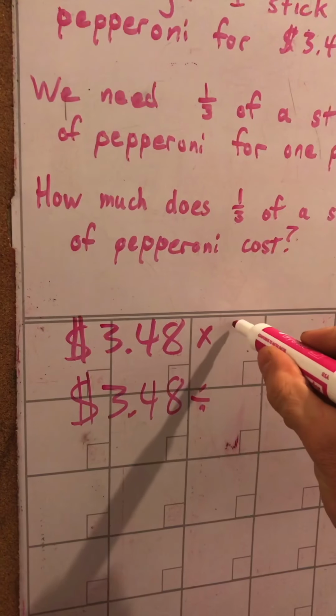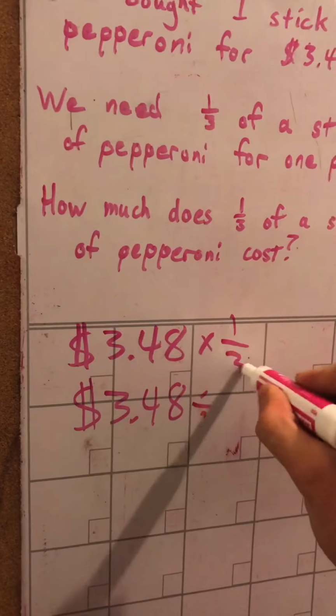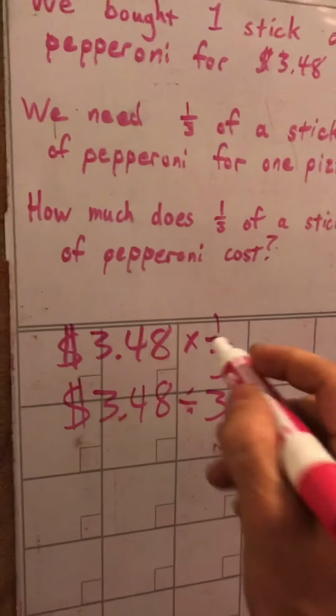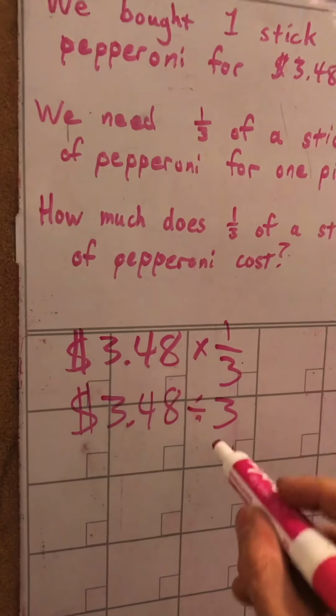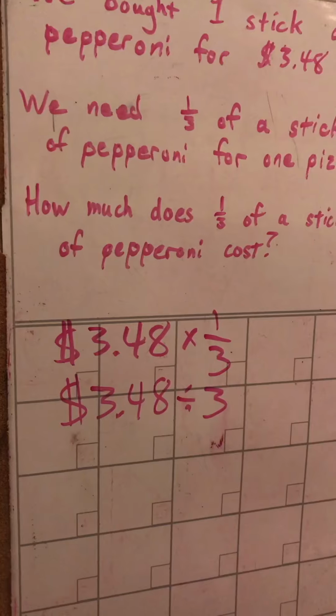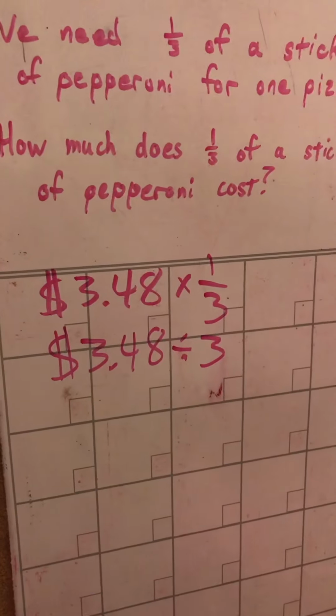Multiplying by 1/3 is the same as dividing by 3. Multiplying by a fraction is always the same as dividing by the whole inverse number. So let's go ahead and set that up as a real division problem.